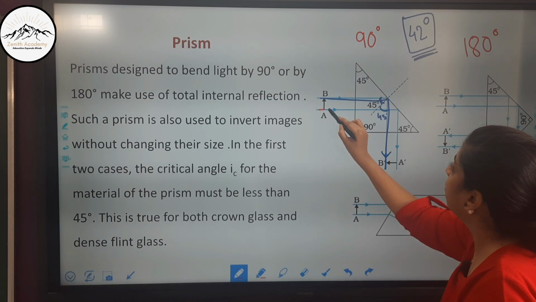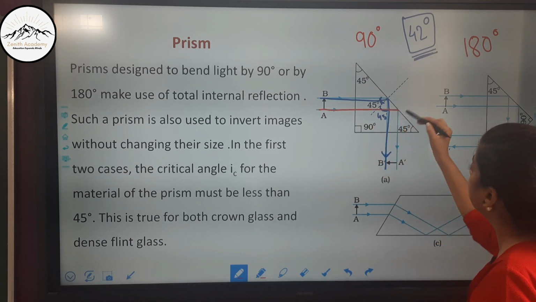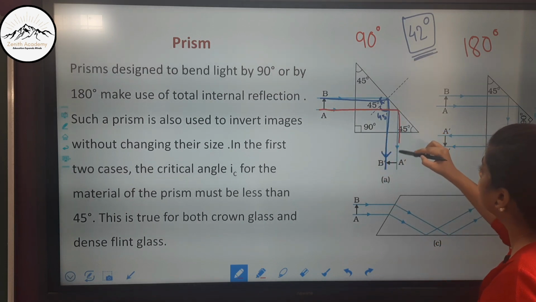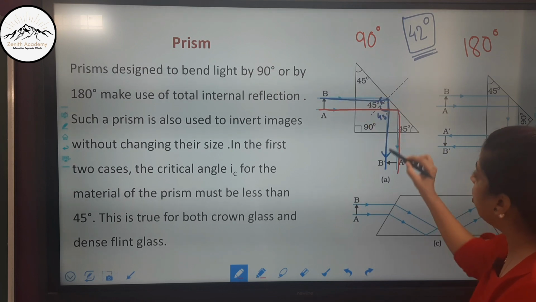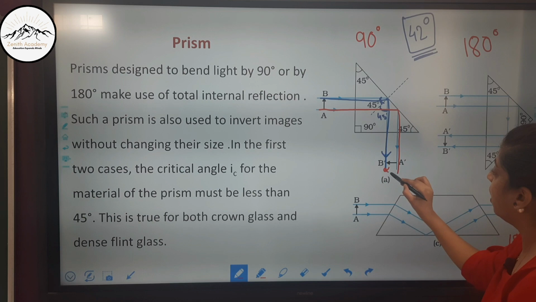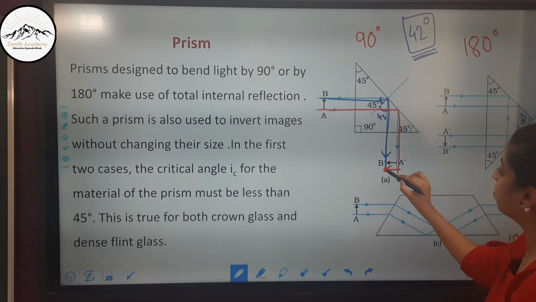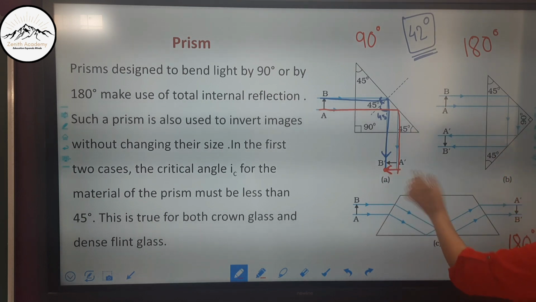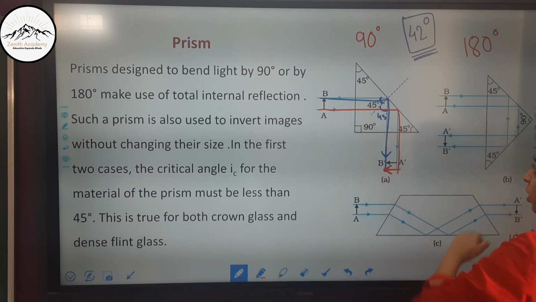Now if we take another line from the object, then it will also follow the same path. So the head of the object is here and the tail is here. So the object becomes like this, and the image becomes like this. Okay, so the image is inverted.